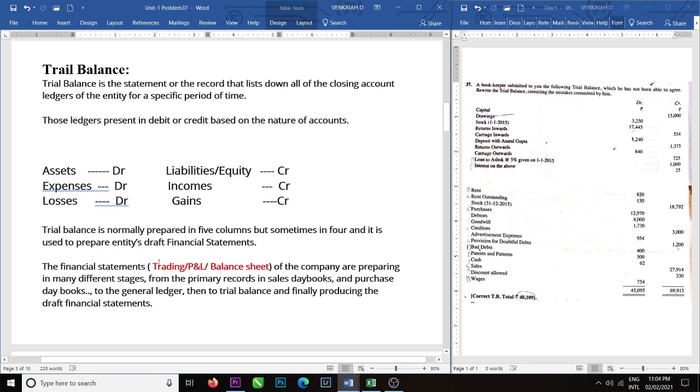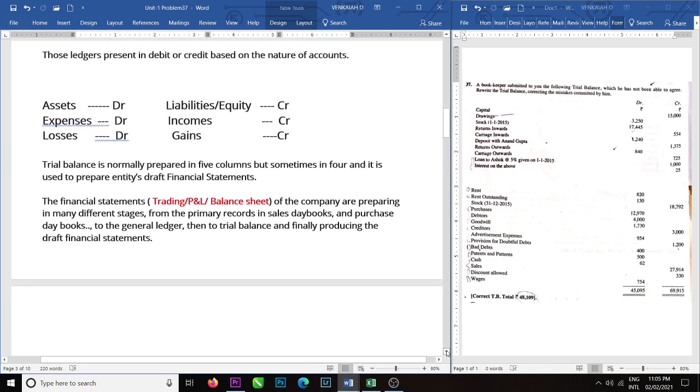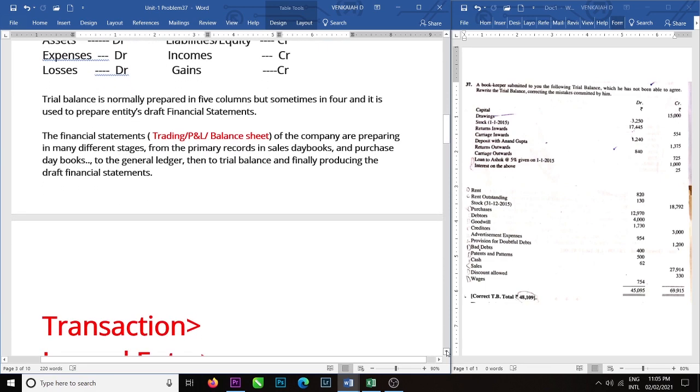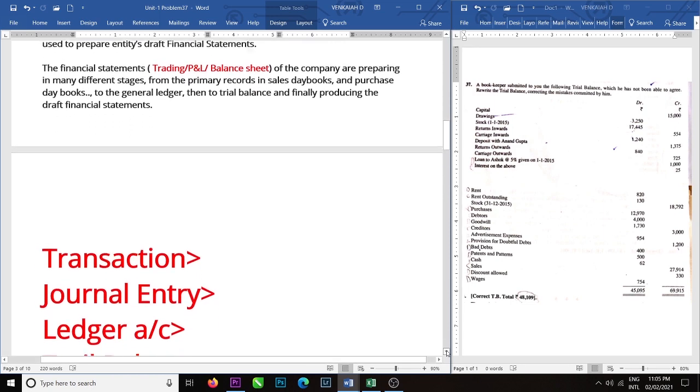Trial balance is prepared in two columns, three columns, four or five columns, but we are practicing with three columns: particular, debit amount and credit amount. Trial balance is the basis for preparation of financial statements or final accounts, those are trading and profit and loss account and balance sheet.